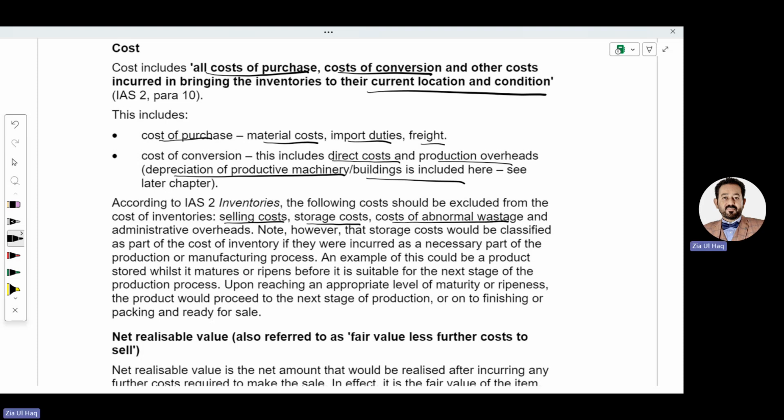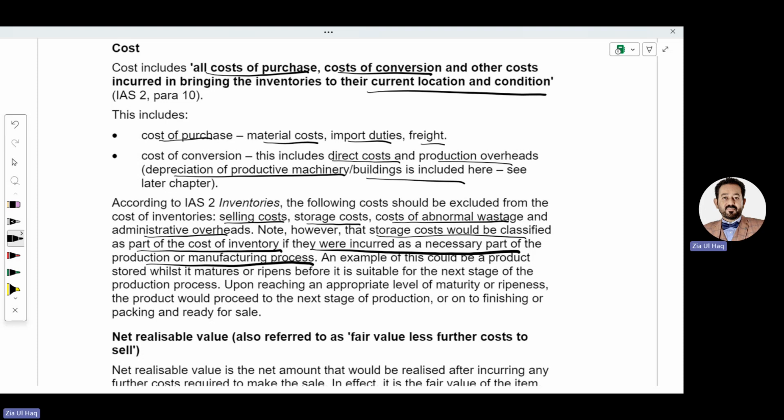Cost of abnormal wastages. If during production there is some wastage of raw material, that should not be part of inventory cost. Administrative overheads, admin expenses, that should be part of operating expenses rather than inventory cost. Note, however, that storage cost would be classified as part of cost of inventory if they were incurred as a necessary part of production or manufacturing process. During production, if you need to hold raw material in storage, that storage you can include in inventory cost. Without storing, you cannot produce goods.